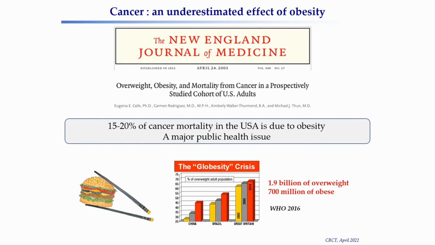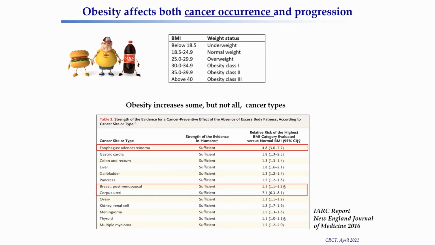It's clearly a major public health issue because, as you can see, there are over 700 million obese and a larger number of overweight patients in the world. I really insist on that because the link between obesity and cancer is not a general effect. It depends on which type of cancer you look at.